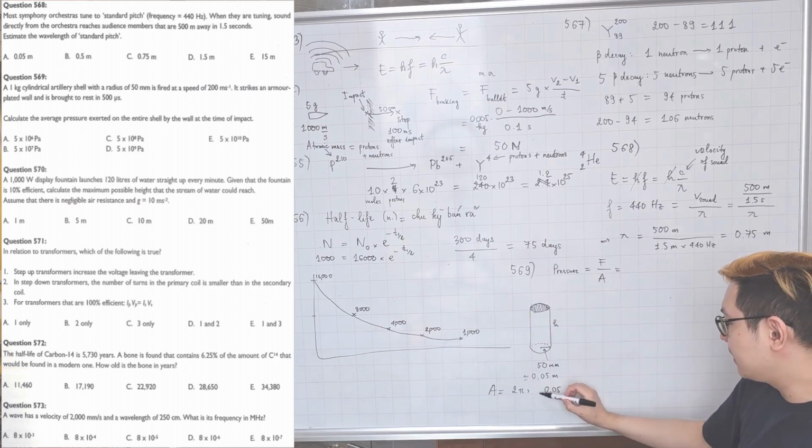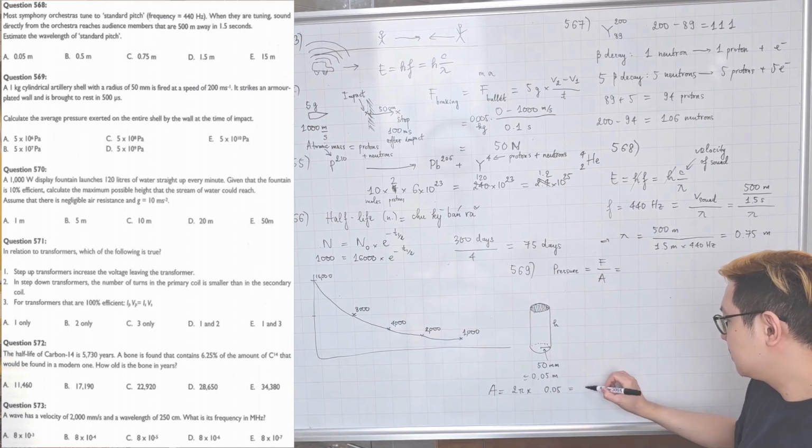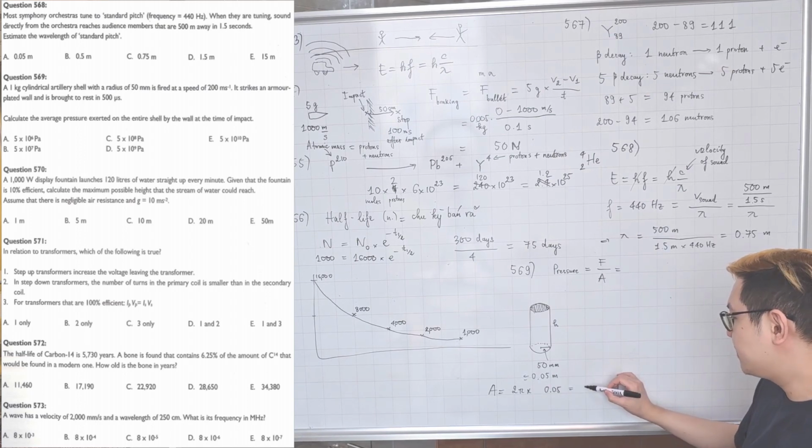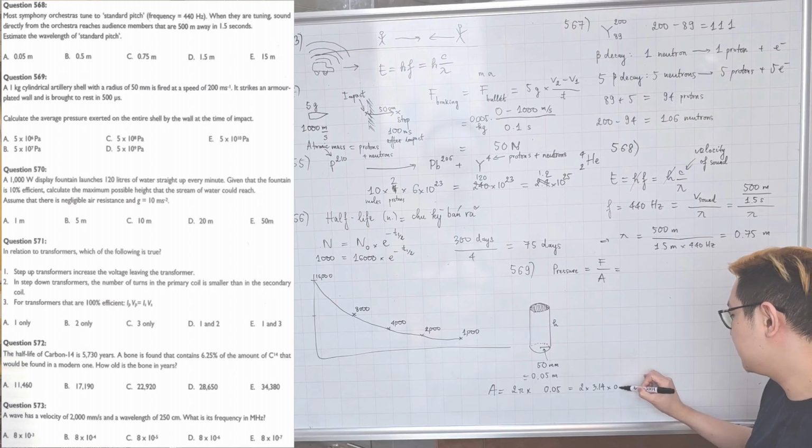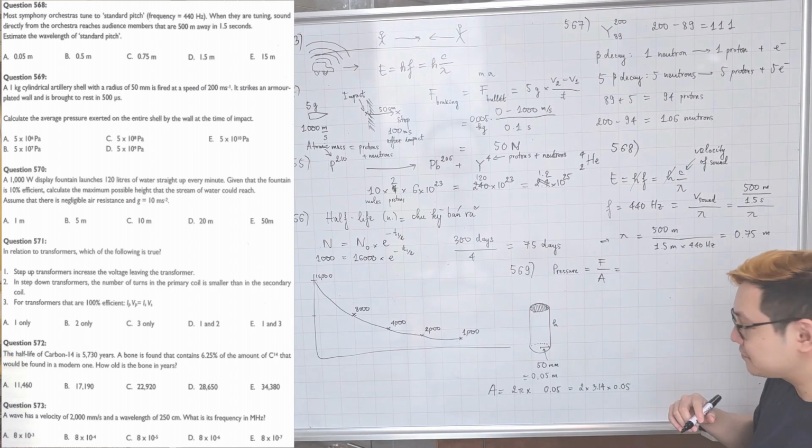So it's 2 pi r, okay? So it's going to be pi is 3.14, 2 times 3.14 times 0.05. Can you calculate it, please?